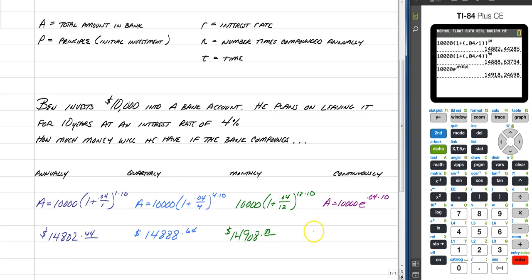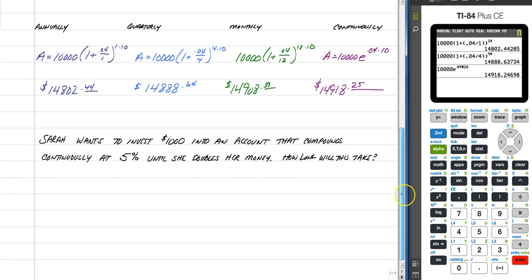And we get the biggest amount of money yet. We get $14,918.25. Okay, so that's just to show you the more you compound, the more interest you get. So the faster things will grow. All right? So last question.